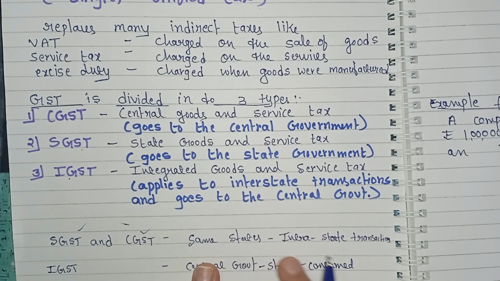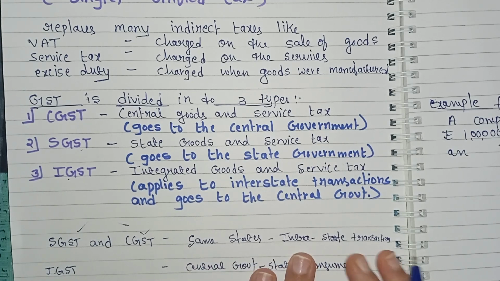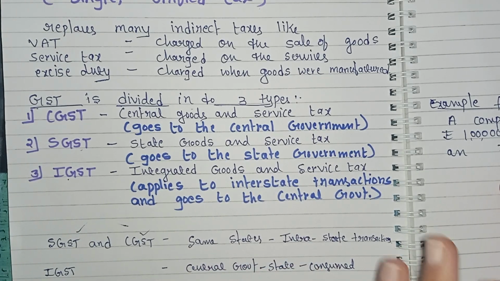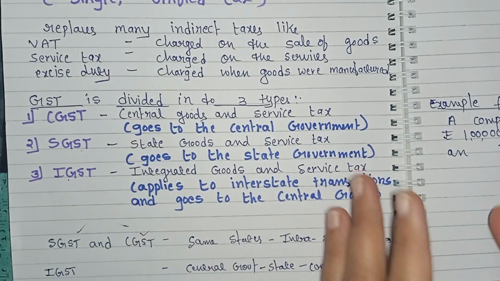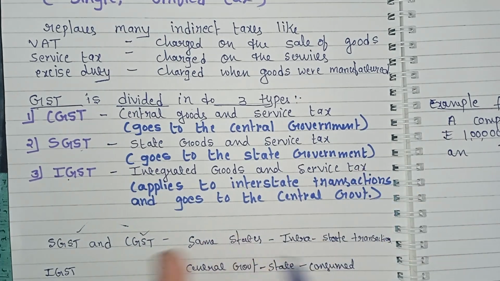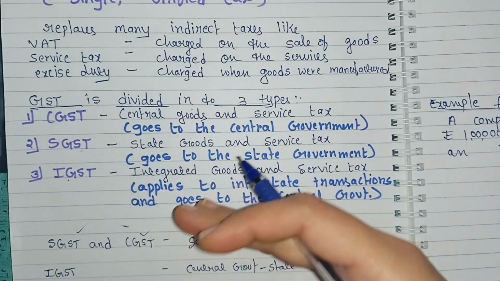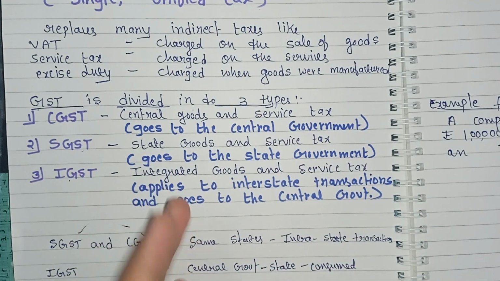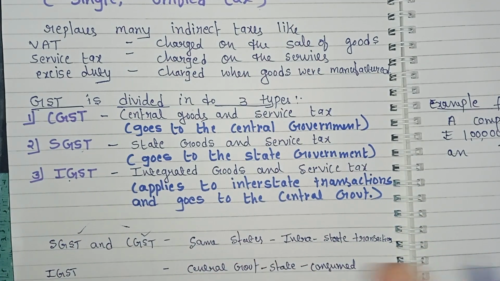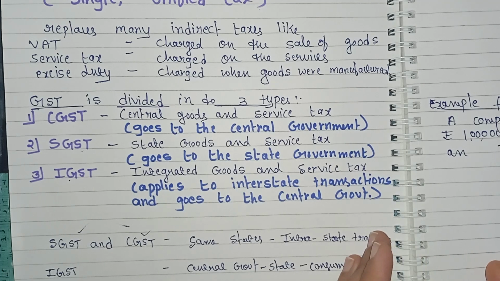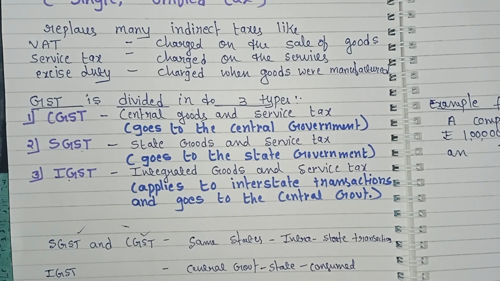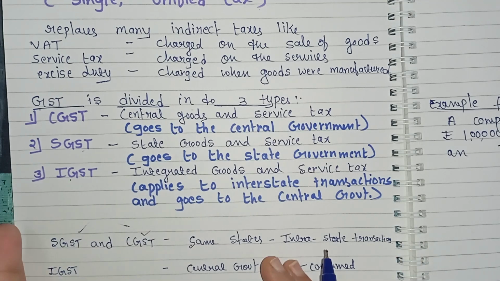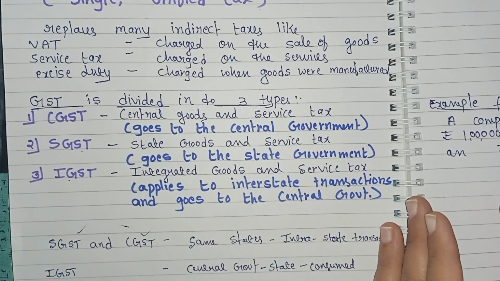And after that what happens? Both taxes are calculated equally, meaning 50% and 50%. 50% goes to the central government and 50% goes to the state government, shared between the state government and the central government.